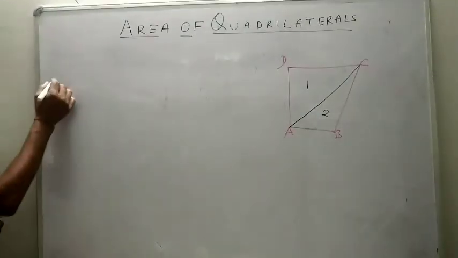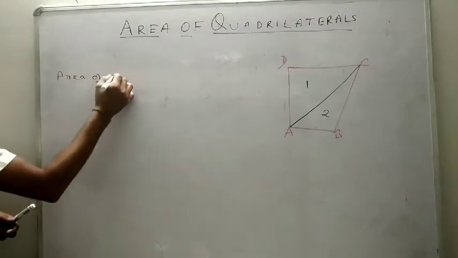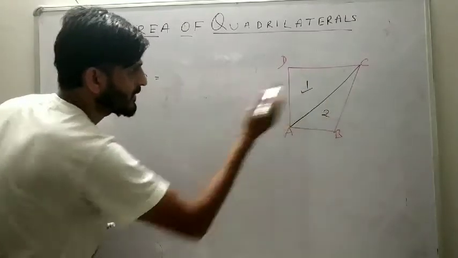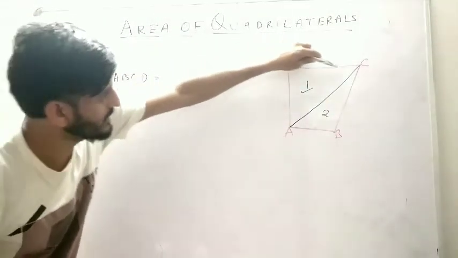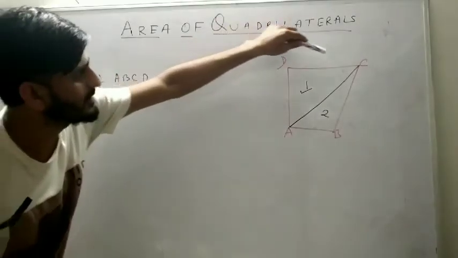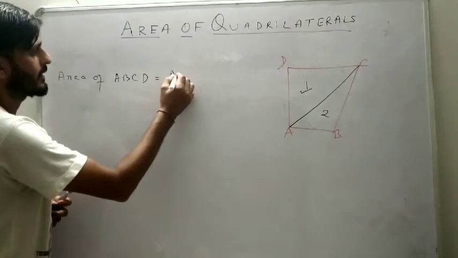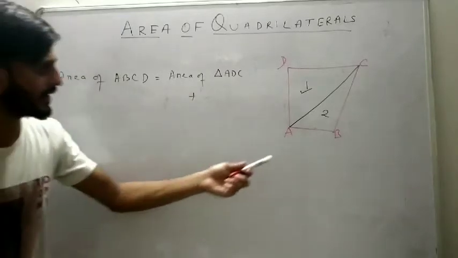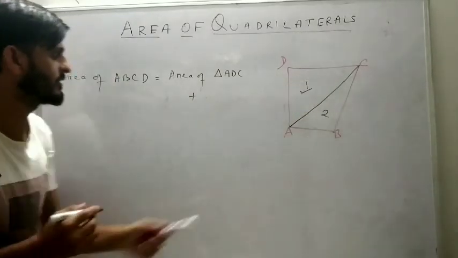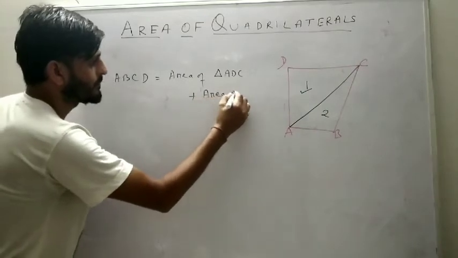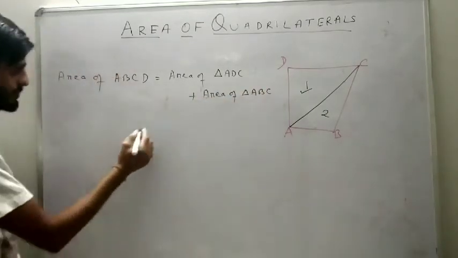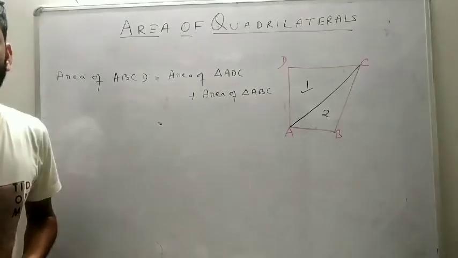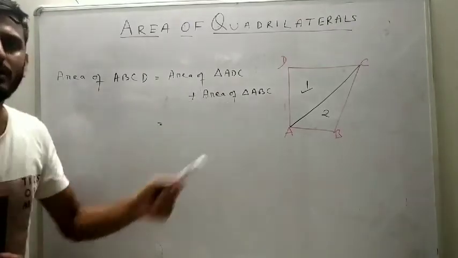Now let us understand. If you want to find the area of ABCD, we will find the area of the first part. And what is the first part here? It is the triangle ADC, area of triangle ADC, plus the second part, the area of the second triangle ABC. And we know the area of a triangle is half into base into altitude. So here we need to find the altitude.